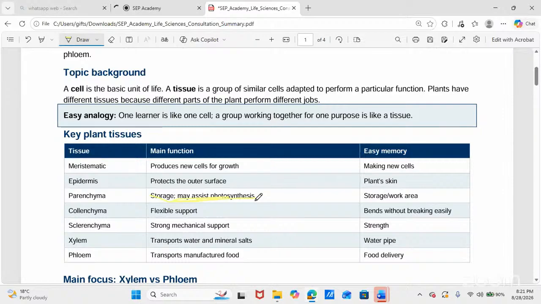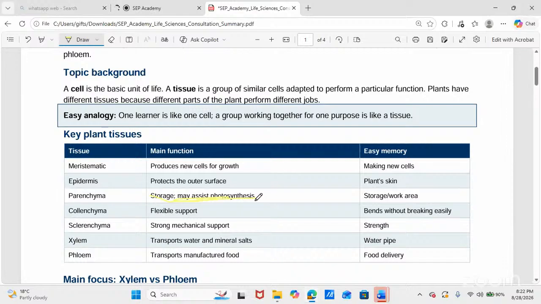Right. So now we're going to move to the collenchyma. The collenchyma is mainly for flexible support so that the plant can bend easily. There are some plants out there, if you take them and try to break them, they don't break easily. They bend first without breaking. So it's flexible, right? That's where the collenchyma comes in handy. It allows the branch to bend without breaking easily.